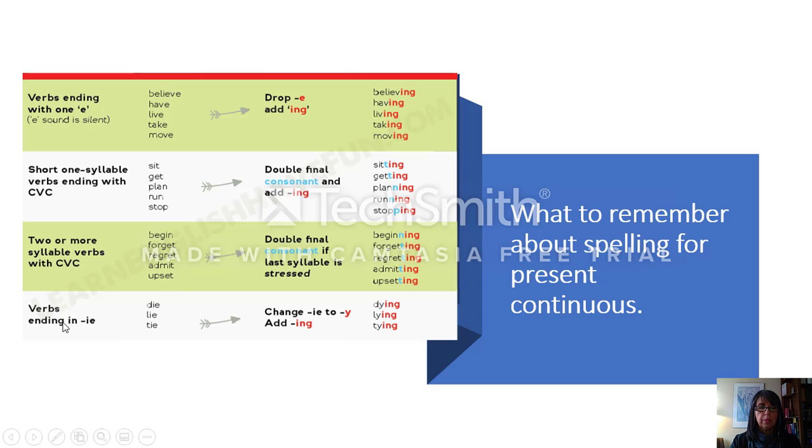Now what happens when a verb ends in IE, like die, lie, tie? You're going to change the IE for Y, and then after the Y you are going to add the ing. Remember, spelling is very important, not only in English, in any language, and learning these rules will help you have a good spelling practice. Very good.